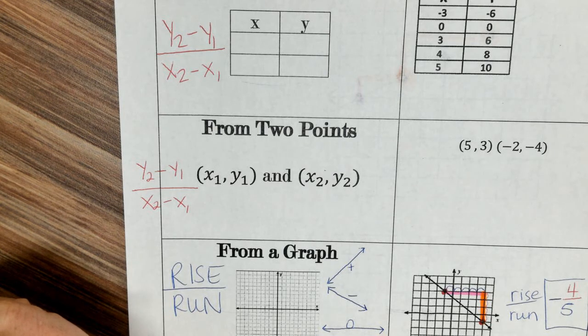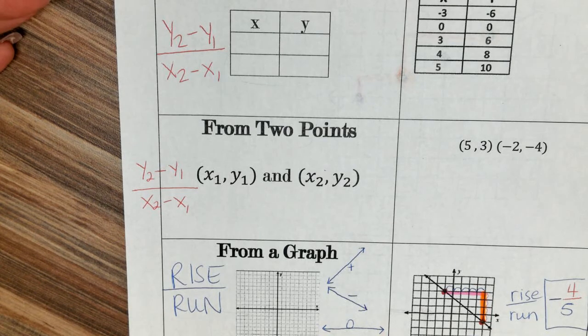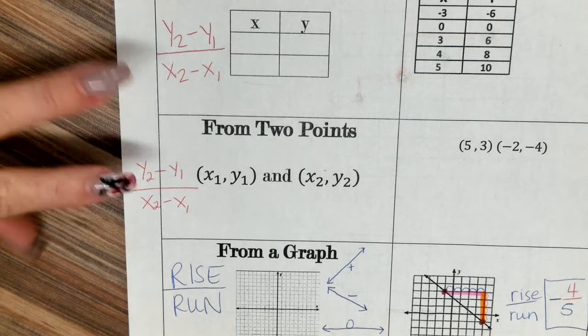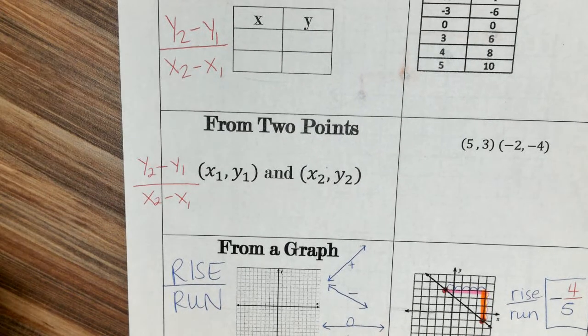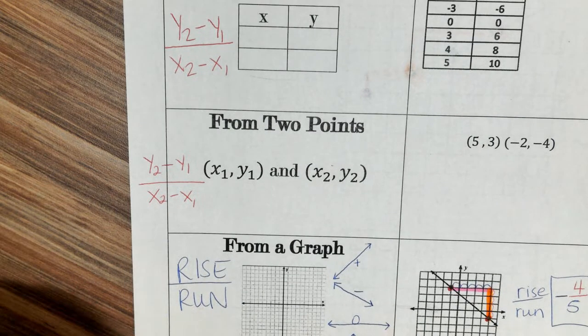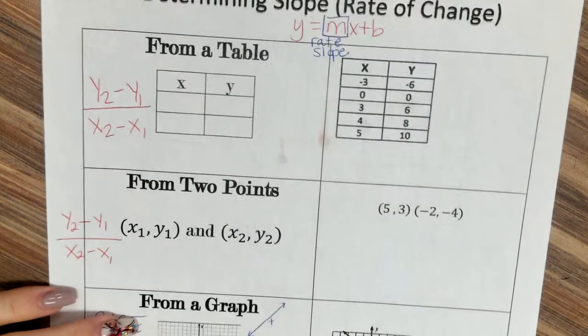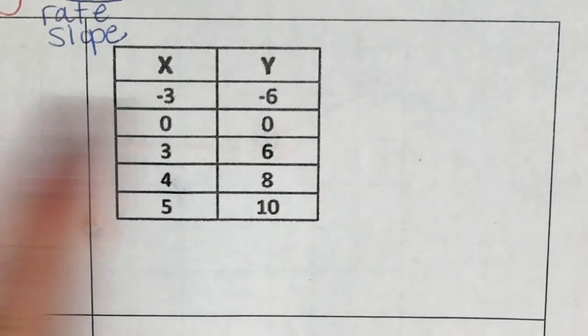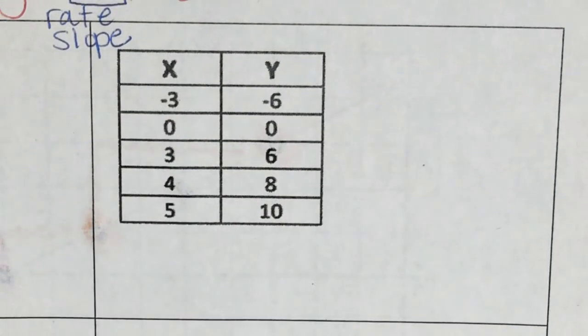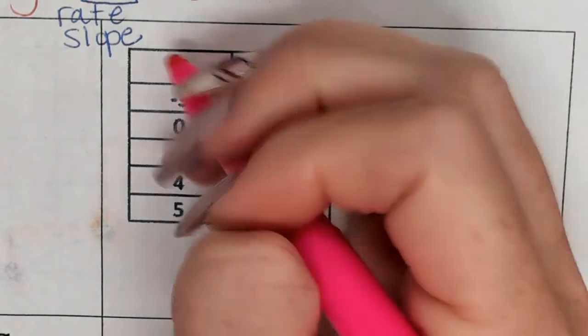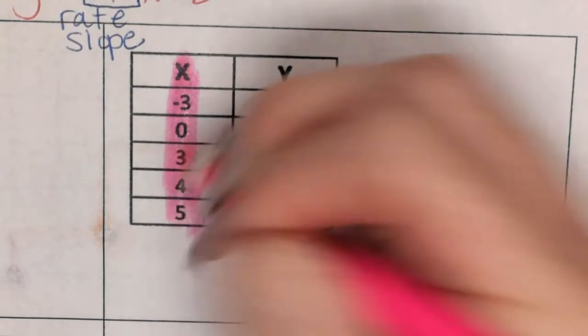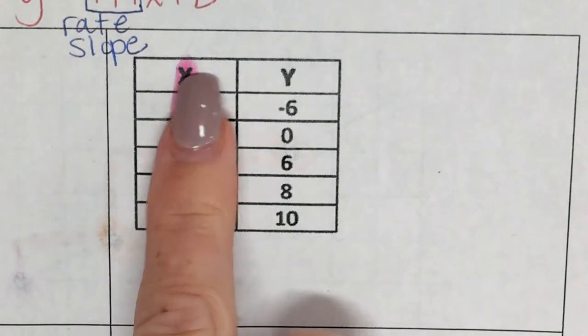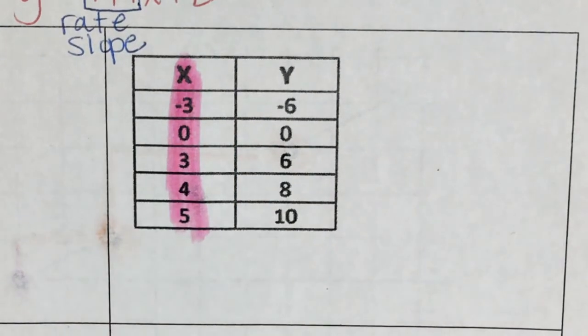Are we good? We can't do rise over run because we don't have a graph, so we have to use this formula. Now, let's go do the table first. So everybody look at the table. These are coordinates. Everybody look. These are all what? What are all these? X's, because they tell me that.